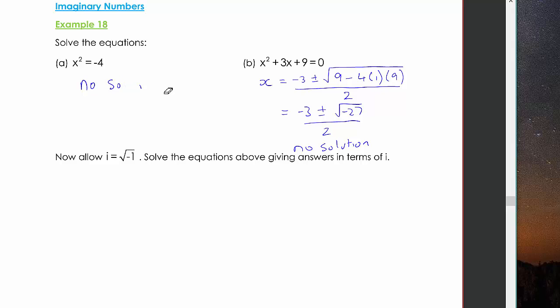Now what we could have done in this first one, instead of just writing no solution to start with, is I could have said that x is plus or minus the square root of negative 4, and then written no solution. Now we're going to allow i to be equal to the square root of negative 1 and see if we can get a solution in terms of i.